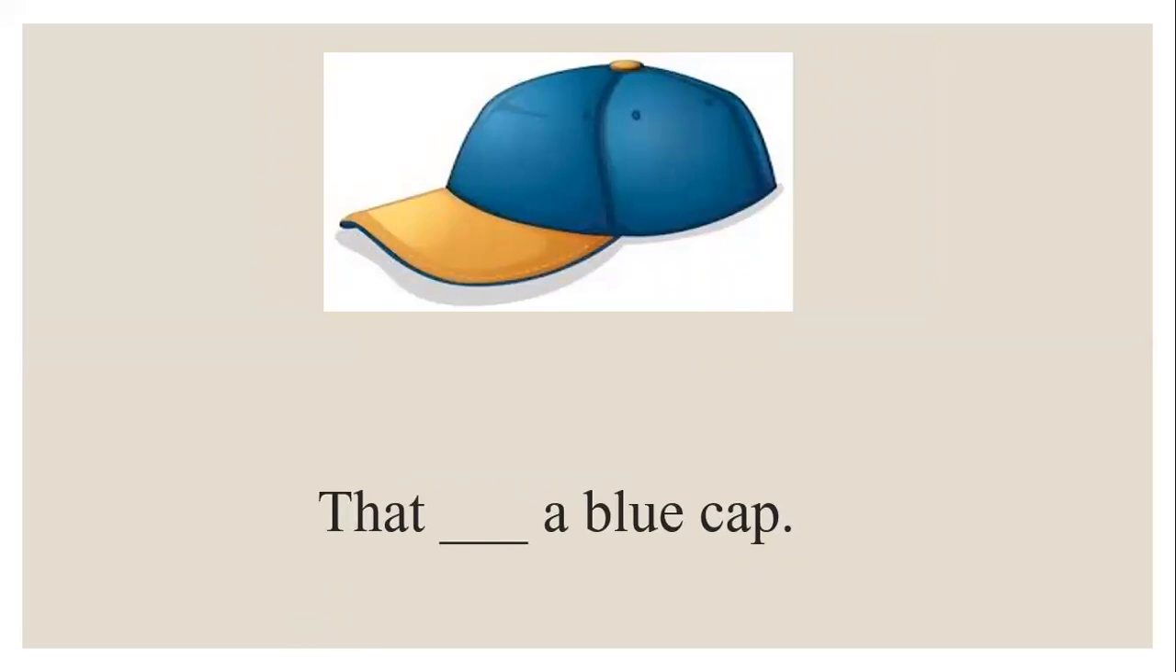That blank a blue cap. Do we say that is or do we say that are? If you said is, then you are correct. That is a blue cap. Now, I can see 3 books. Do we use is or do we use are? Remember, it is more than one book. So if you said are, then you are correct.